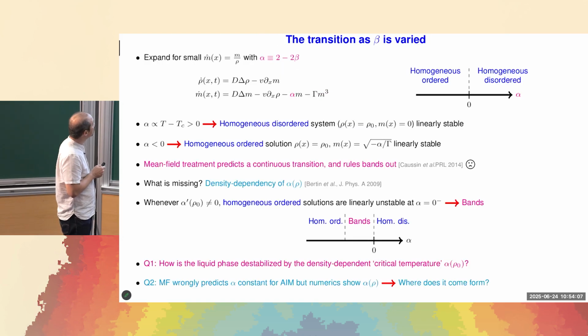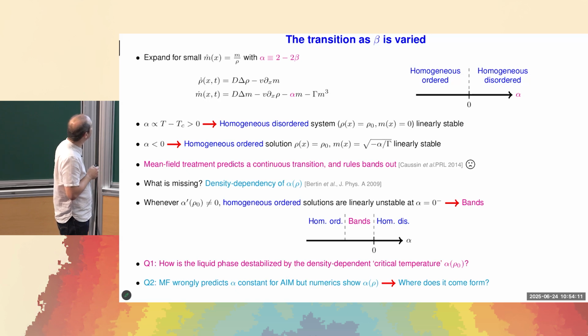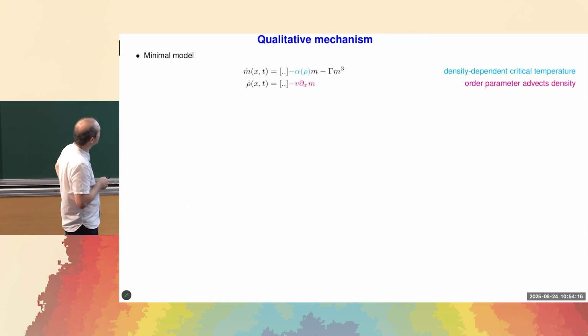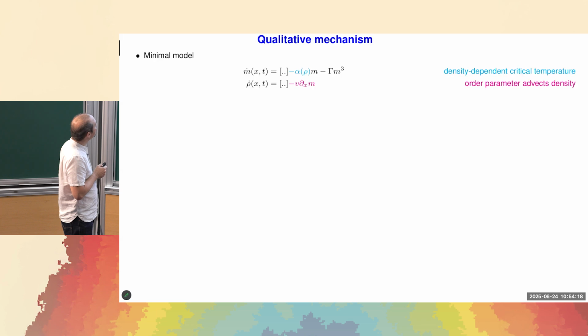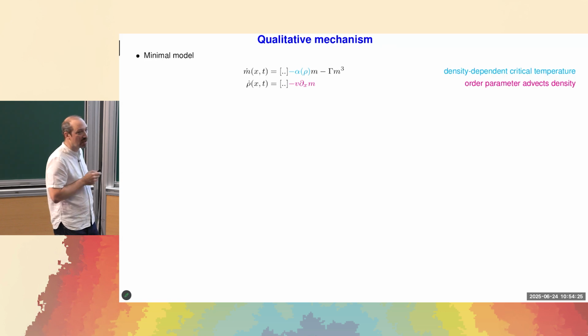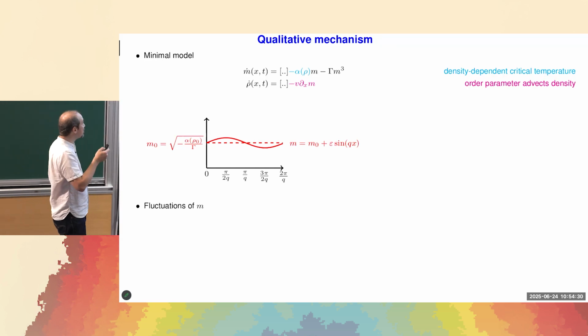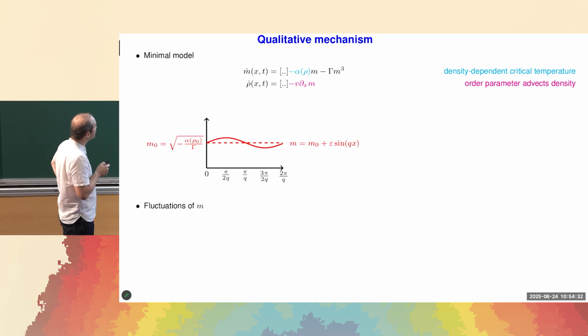How can we understand that just having a density dependent critical temperature, alpha here being proportional to T minus Tc, leads to a first-order transition? I can look at a very minimal model in which my density is advected by magnetization, and my magnetization is simply doing aligning dynamics. That's all I put in the system. Again, I do the same game as the one I played with MIPS. I start with a system which is homogeneous at some magnetization M naught, which is given by this number here, and I add a perturbation.